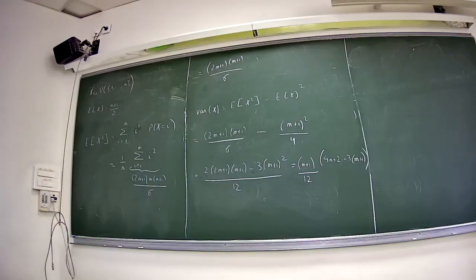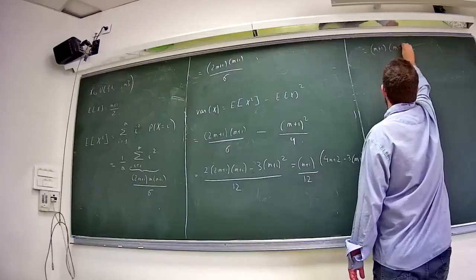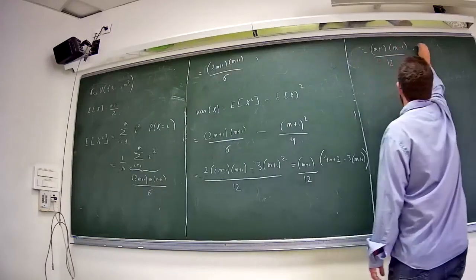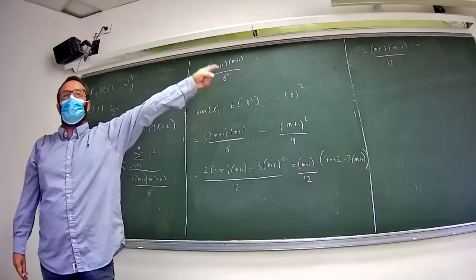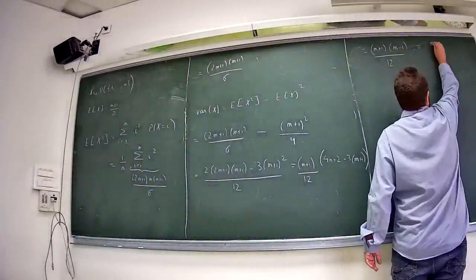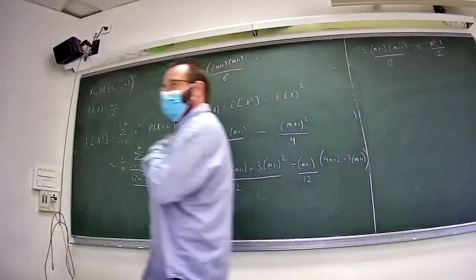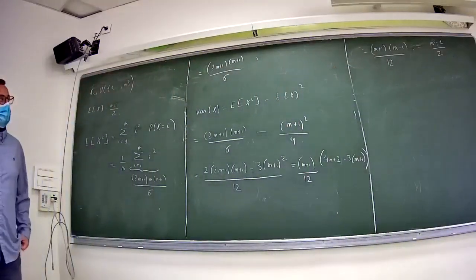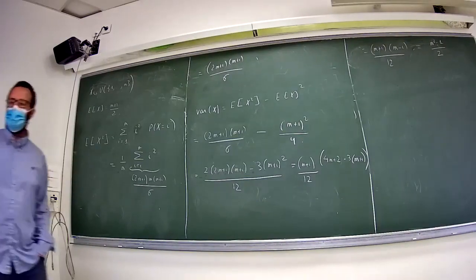And finally I have what? 4n minus 3n and 2 minus 3, so I have n minus 1. So I obtain n plus 1 times n minus 1 over 12. That is equal to what? I can simplify it a little again because I have an identity that you know, a plus b times a minus b, so n square minus 1 over 12.